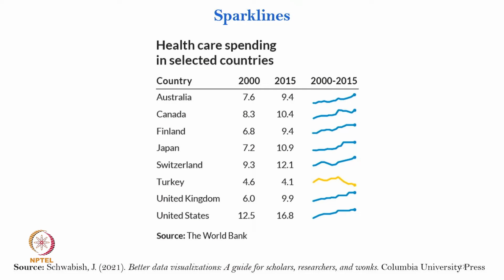You see how the series of values for different countries is presented in this graph, like Australia, Canada, and Japan, over the duration from 2000 to 2015.